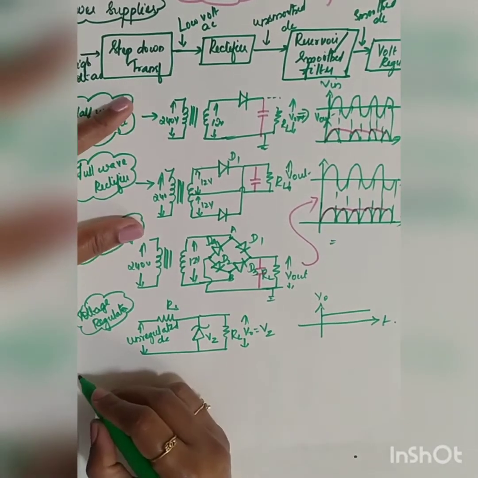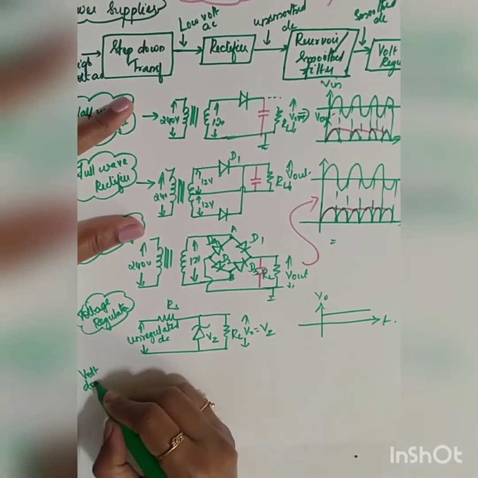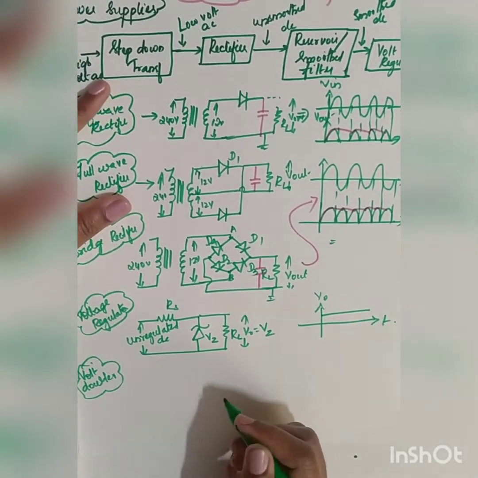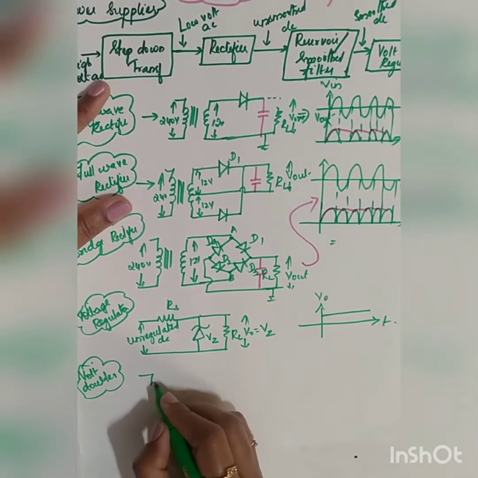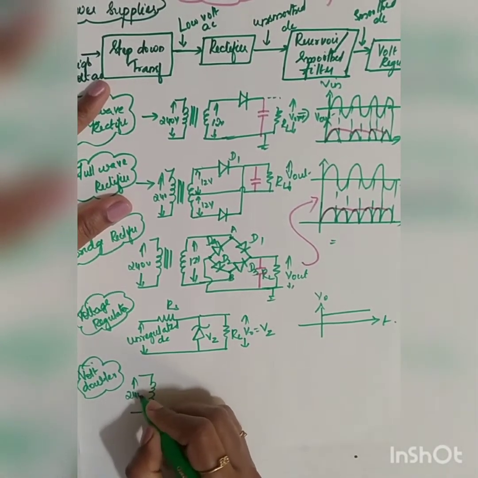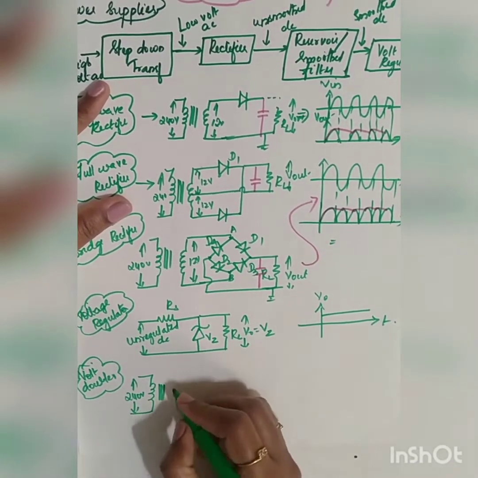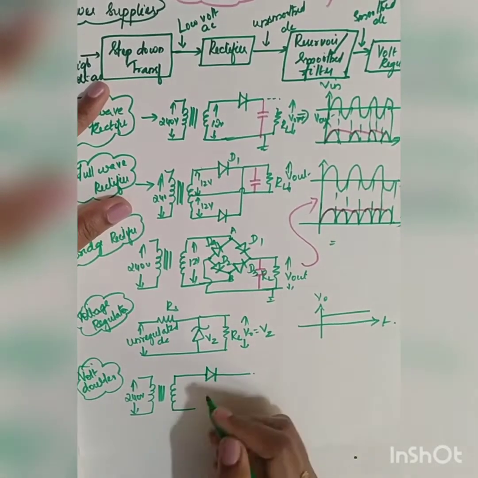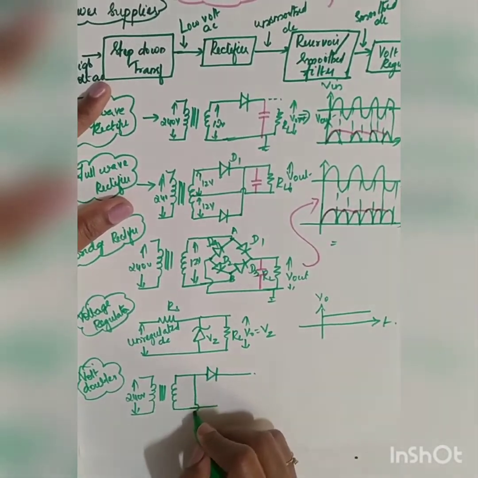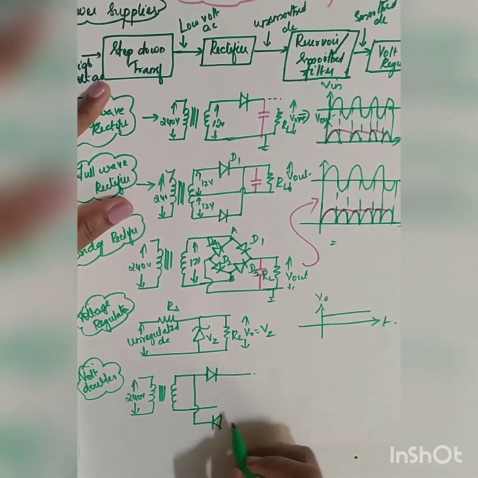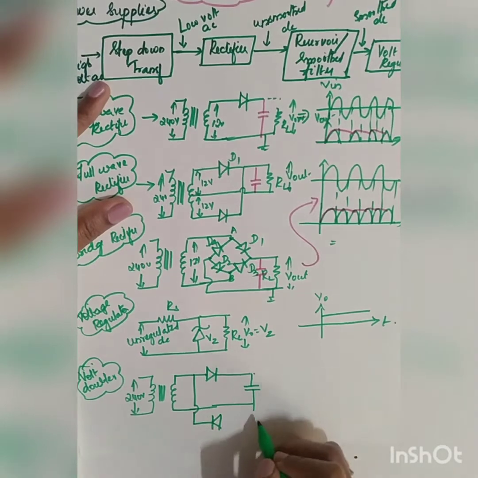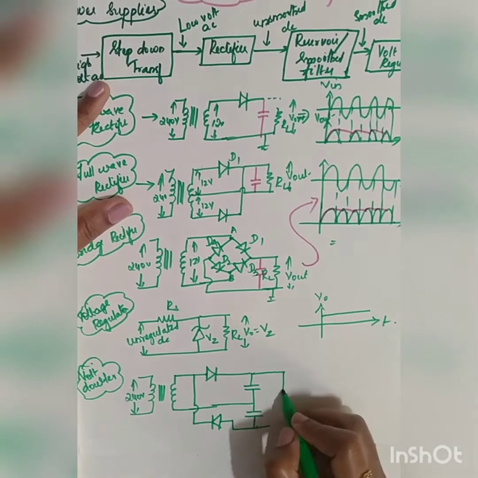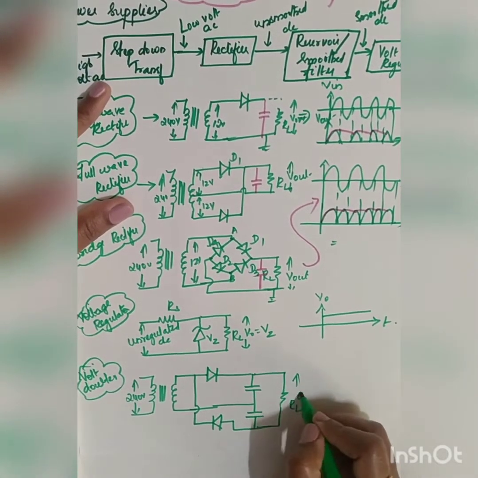The next topic was your voltage doubler. If you want to increase the voltage, you go for your voltage doubler. So what was your voltage doubler? In the half wave rectifier, if you add one more diode, that was the circuit of your voltage doubler, right? Here you had positive, negative. You are going to add one more diode to it, and a capacitor. So this was your RL output, V out.